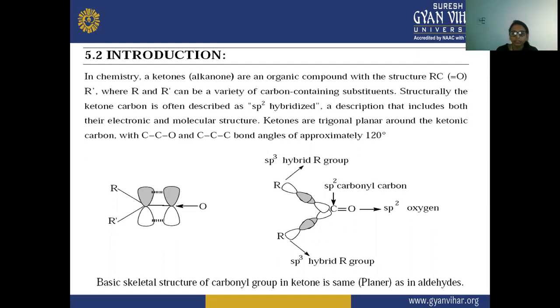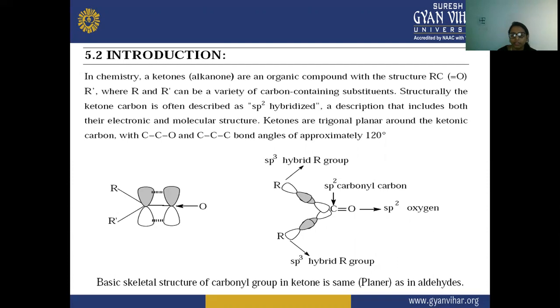So the introduction: in chemistry, a ketone, or alkanone, is an organic compound with the structure RCOR', where R and R' can be a variety of carbon-containing substituents. Structurally, the ketone carbon is often described as sp2 hybridized, a description that includes both their electronic and molecular structure. Ketones are trigonal planar about the ketonic carbon, with CCO and CCC bond angles of approximately 120 degrees.